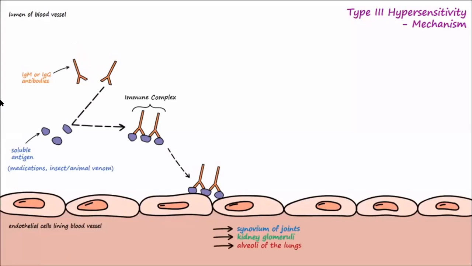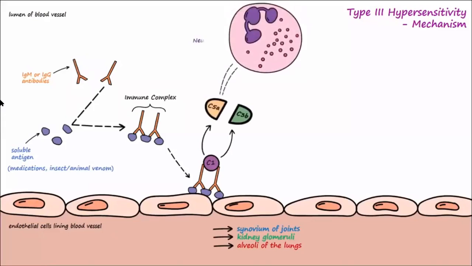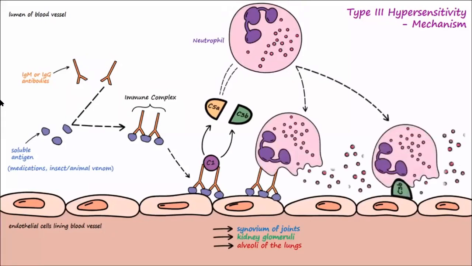The complex attached to tissues activates the complement cascade, beginning with C1, which leads to activation of proteins C5a and C3b. C5a acts as a chemotactic factor for neutrophils and attracts them to the site. Once recruited, the neutrophils utilize Fc receptors and the complement receptors to bind to the antibodies and C3b deposited in the tissues. Upon binding, the neutrophils release cytotoxic granules containing reactive oxygen species that damage the body tissues.